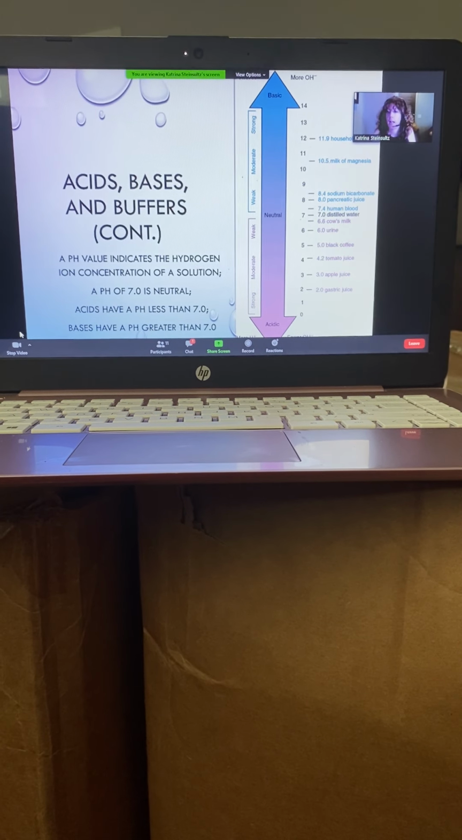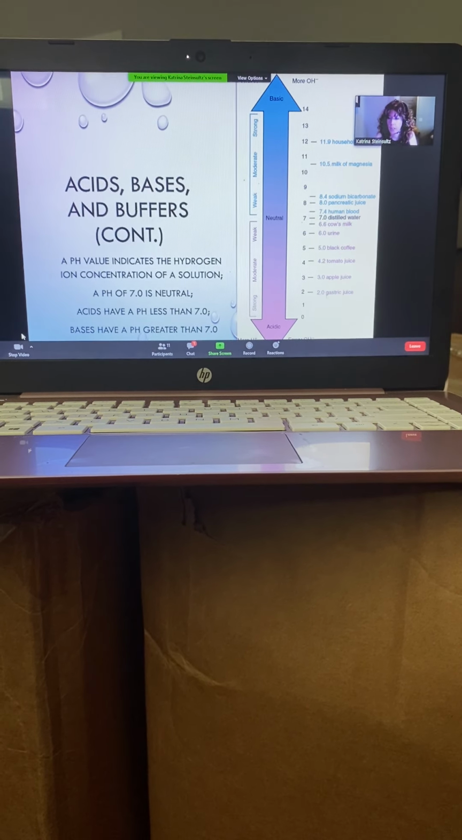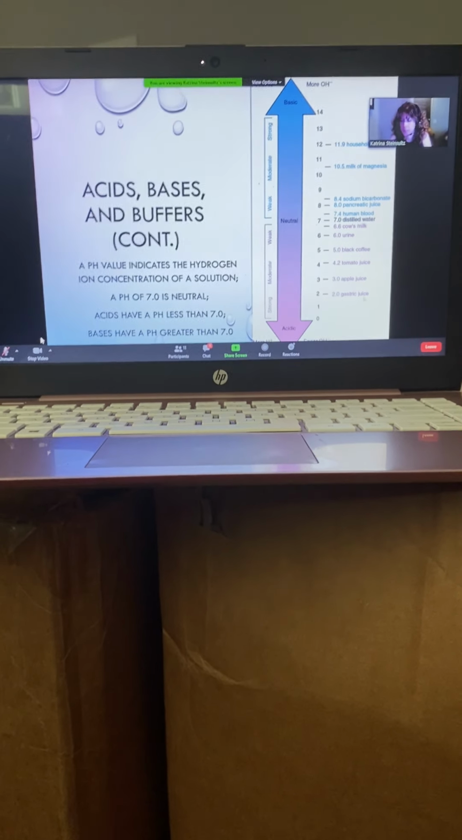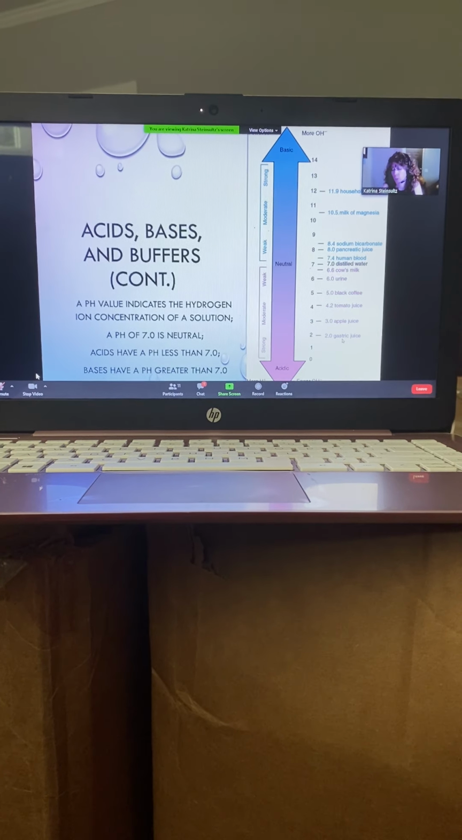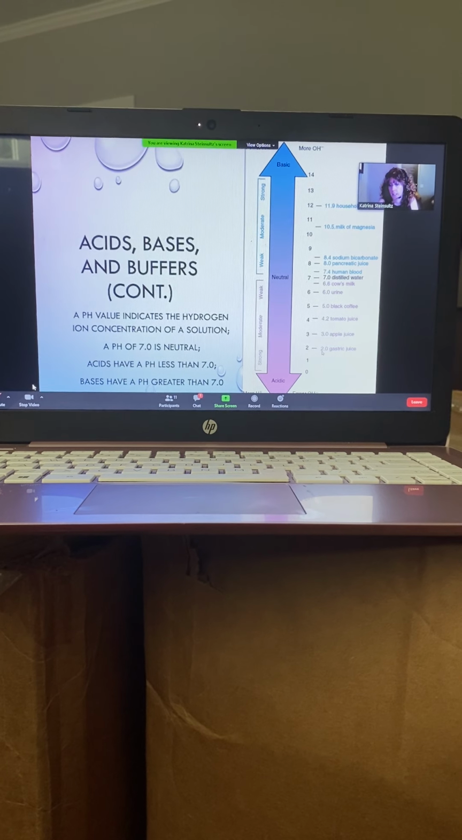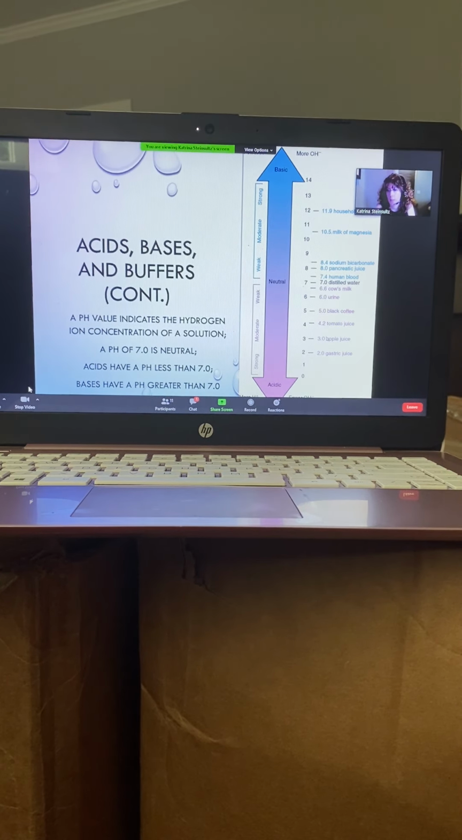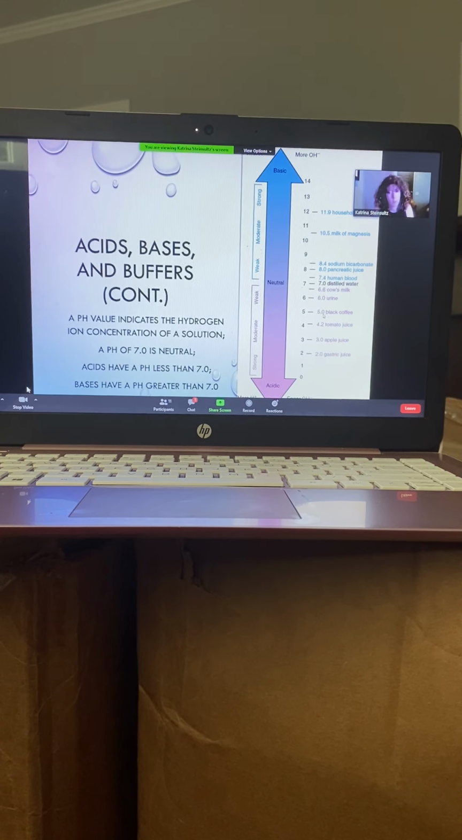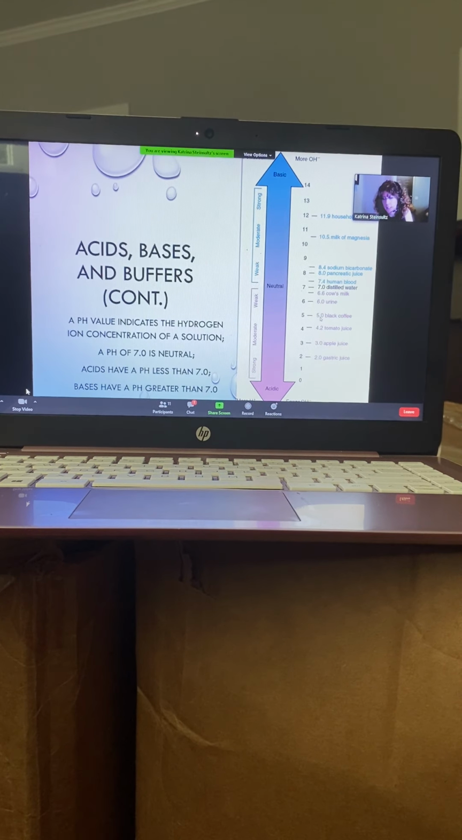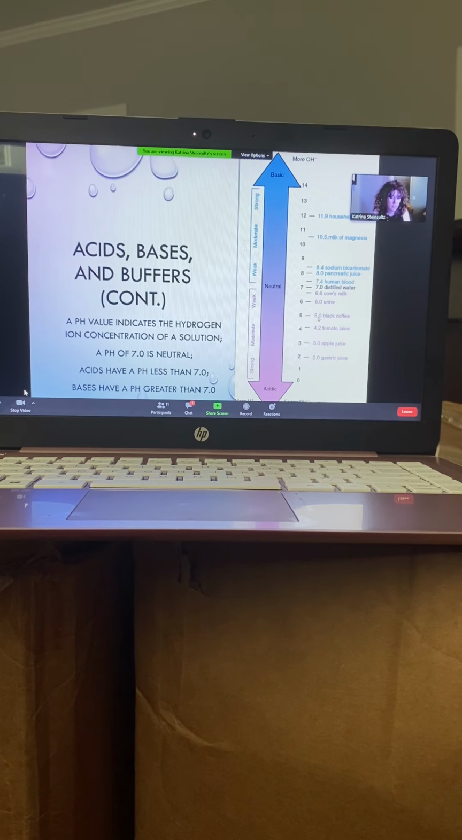So these are different things. Gastric juice, which is what's in our stomach that's going to digest our food, is on the stronger side of acid. We have apple juice. Black coffee, just plain good old-fashioned black coffee, has a pH of 5.